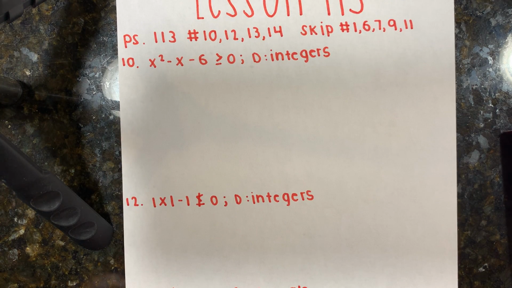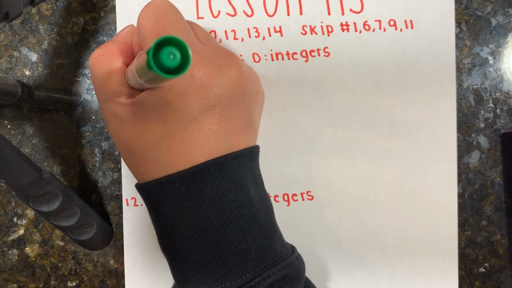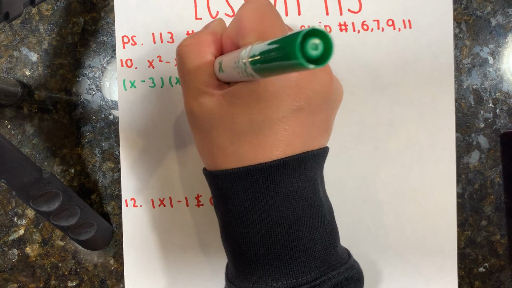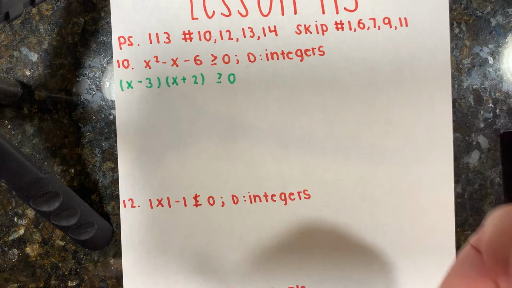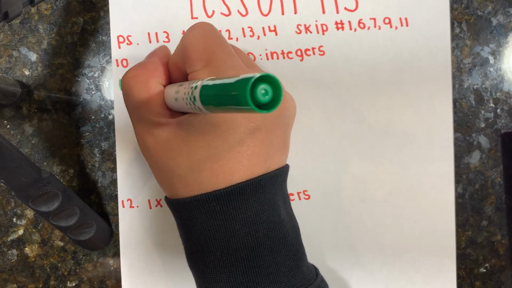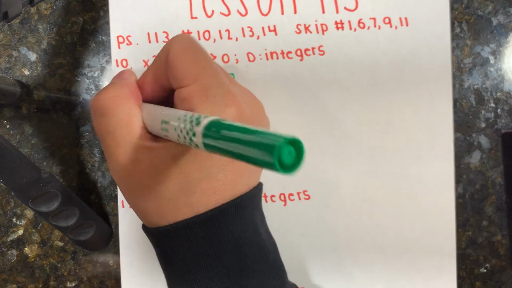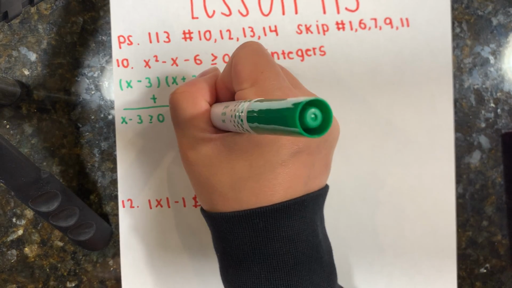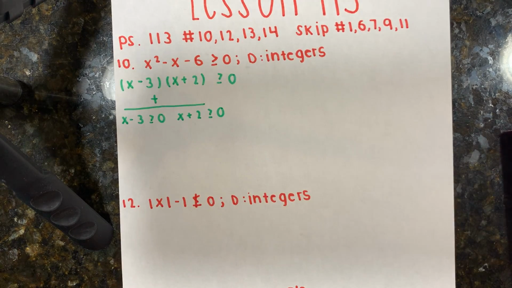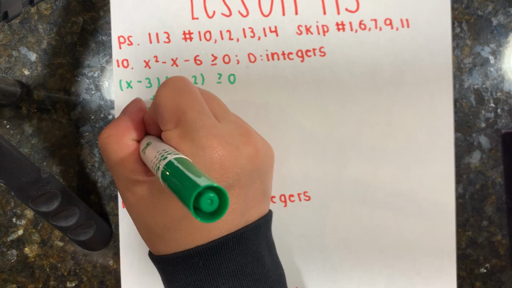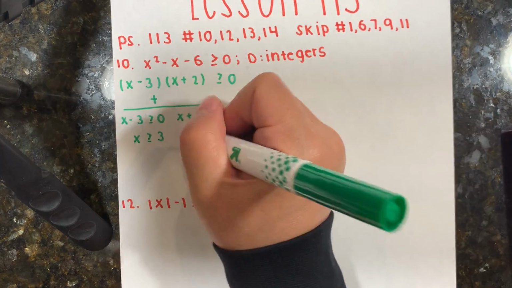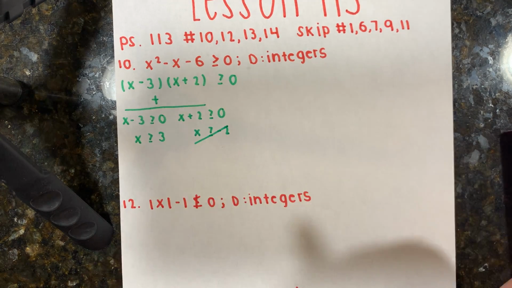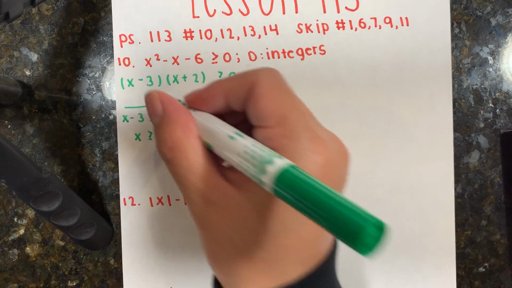So the first thing that I have to do is factor. So it's going to be x minus 3 times x plus 2 is greater than or equal to 0. So I'm going to set for my positive, x minus 3 is greater than or equal to 0, and then x plus 2 is greater than or equal to 0. That will end up giving me x is greater than or equal to 3, and x is greater than or equal to negative 2. But we're not going to use this one because we're not looking for the negative, we're looking for only the positive.